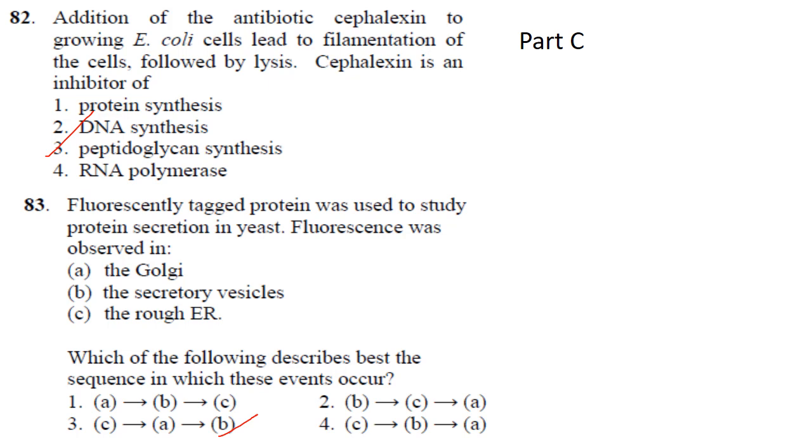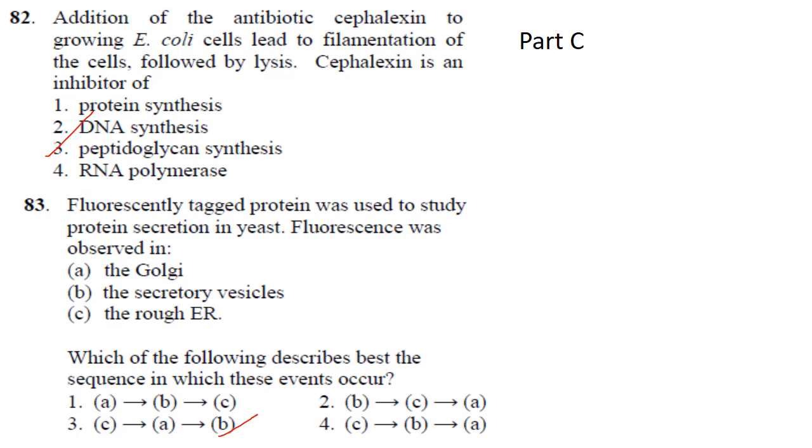Addition of the antibiotic cephalexin to growing E. coli cells leads to filamentation of the cells followed by lysis. Cephalexin is an inhibitor of peptidoglycan synthesis. Answer is option 3.